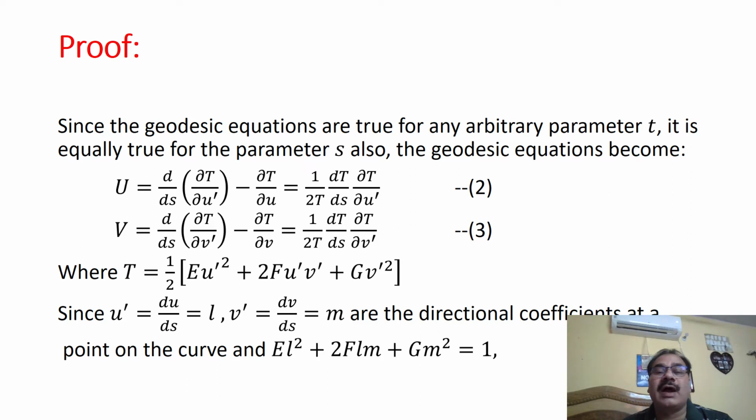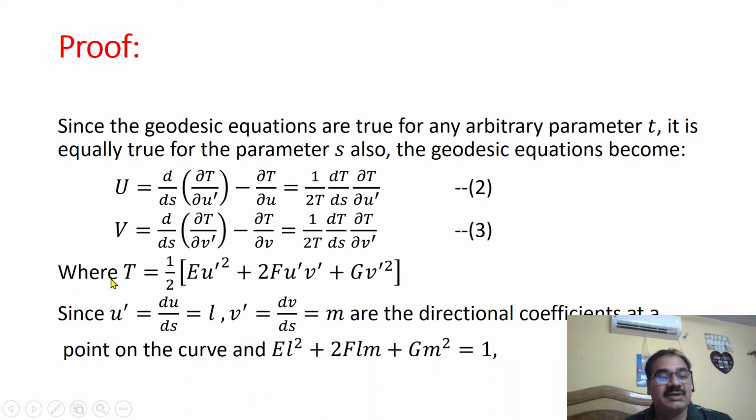Since the geodesic equations are true for any arbitrary parameter t, it is equally true for the parameter s. Also, the geodesic equation becomes capital U is equal to d by ds of del T by del u dash minus del T by del u. After this differentiation, you can write this as 1 by 2T dT by ds del T by del u dash. This is equation number 2. So both are equivalent; this whole part is equal to this whole part. And V is equal to d by ds of del T by del v dash minus del T by del v, which is equal to 1 by 2T dT by ds del T by del v dash.